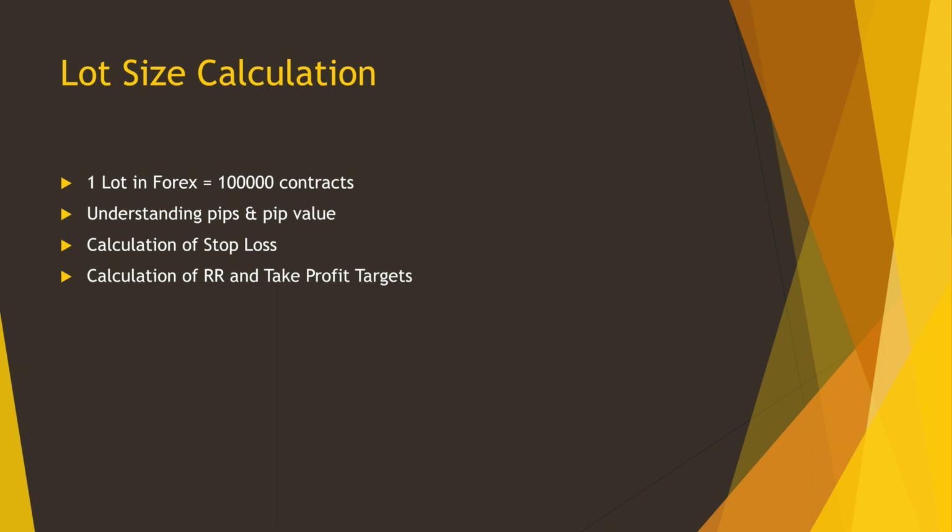First of all, when you trade Forex, specifically this is for Forex, the contract sizes are fixed to 100,000 contracts per lot. So if you are opening one lot in Forex, you are actually trading 100,000 contracts in that pair, which of course is not a little. You need to understand as well the pips and the pip value, as well as the calculation of your stop losses and the calculation of your risk to reward and take profit targets to be efficient in your risk management.